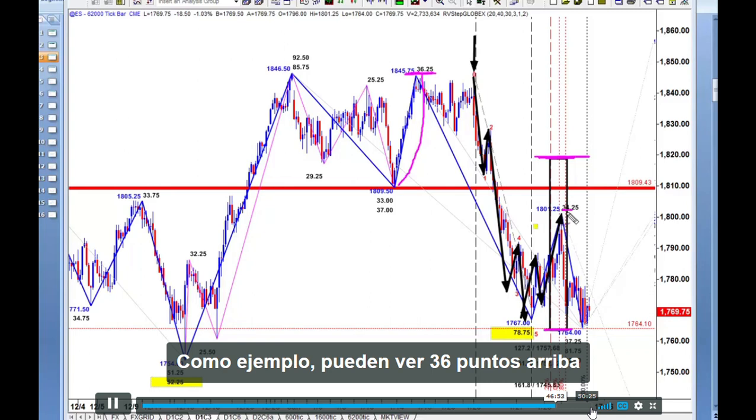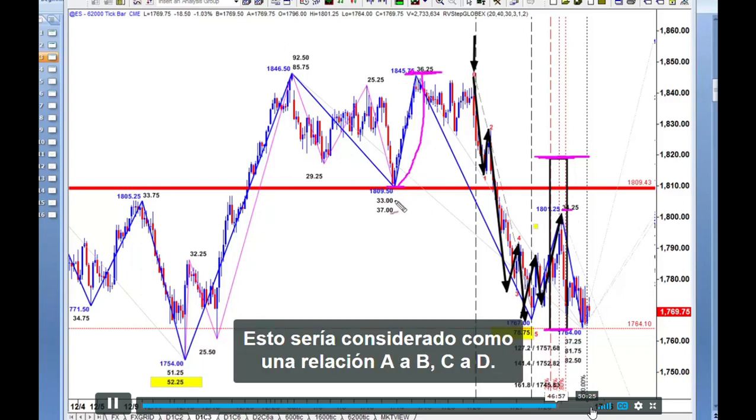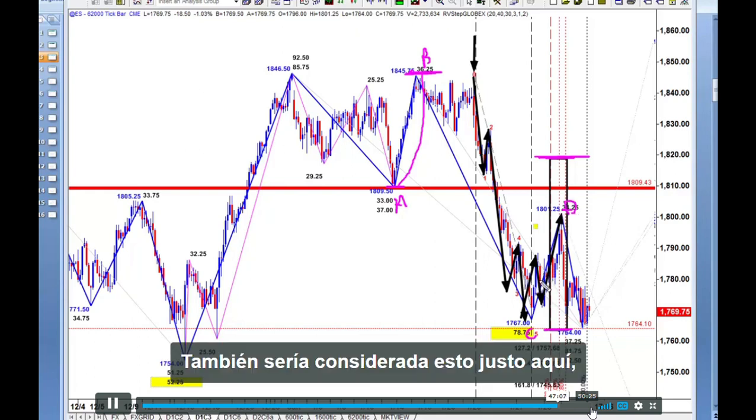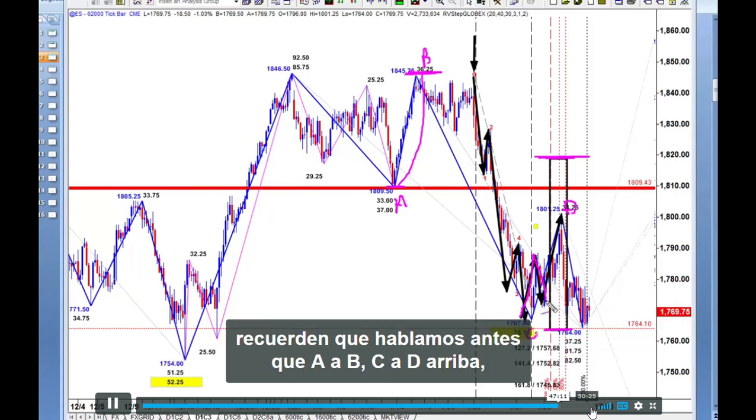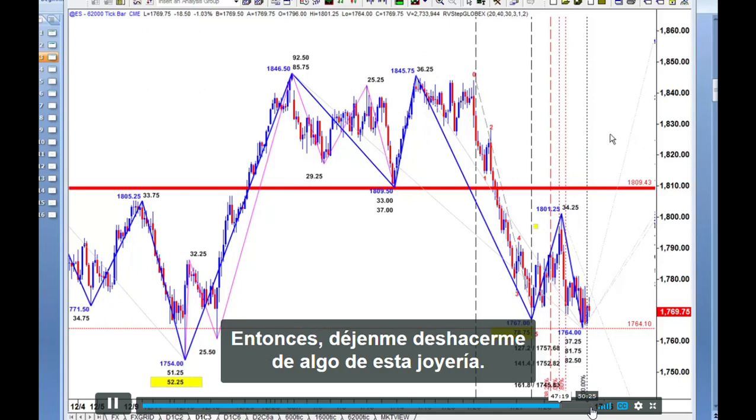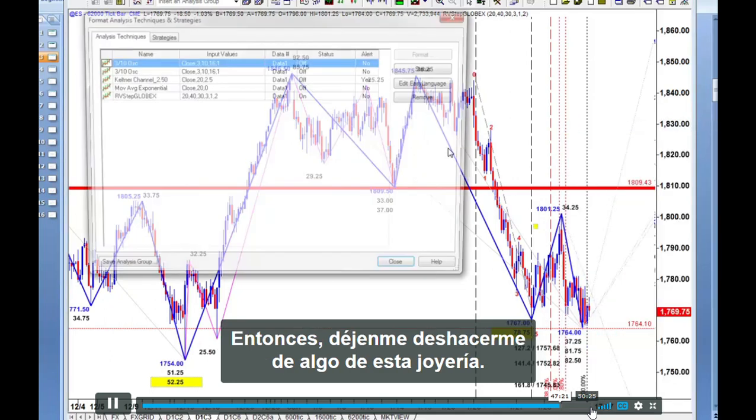As an example, you can see 36 points up from this little low. So this would be considered an A to B, C to D relationship. Right here, remember we talked about earlier, that A to B, C to D up, or that ABC corrective wave. And you see how this wave was longer?